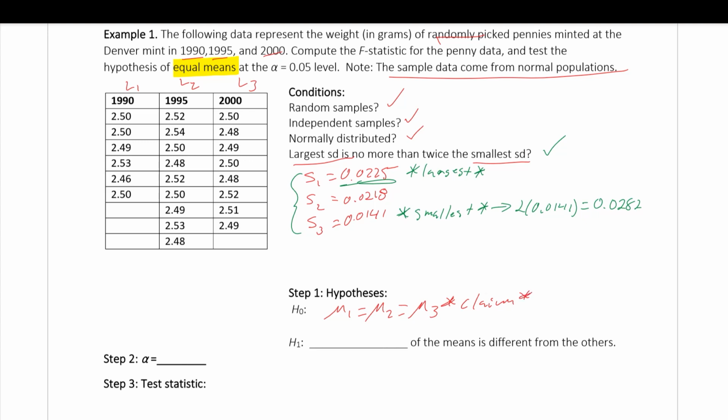Identify that. And for the alternative, we have to say that at least one of the means is different from the others. Step 2 is our significance level, 0.05.